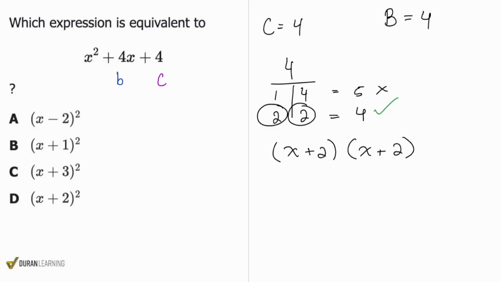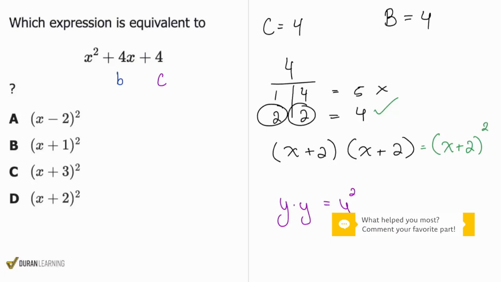And in this case, everybody, when we have the same thing multiplied by itself, we just write that thing squared. So if we're taking a look at x plus 2 times x plus 2, that's the same thing as x plus 2 all squared. And so that's why the correct answer to this one is answer choice D, x plus 2 all squared.